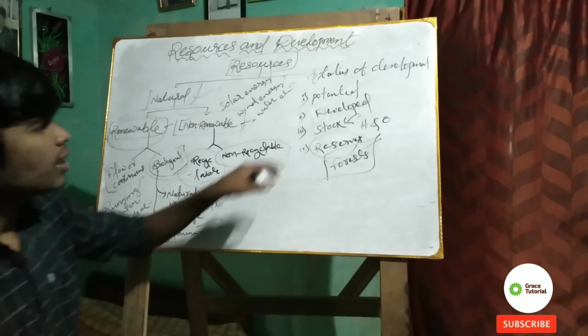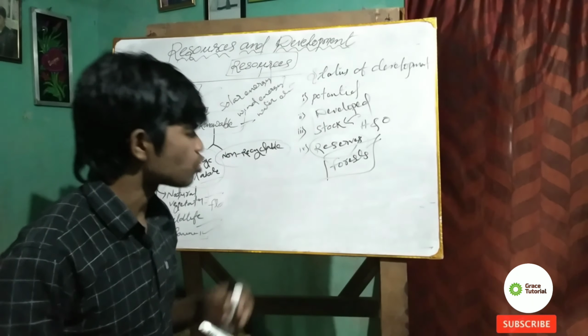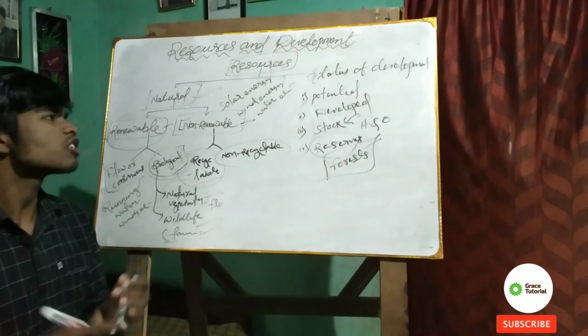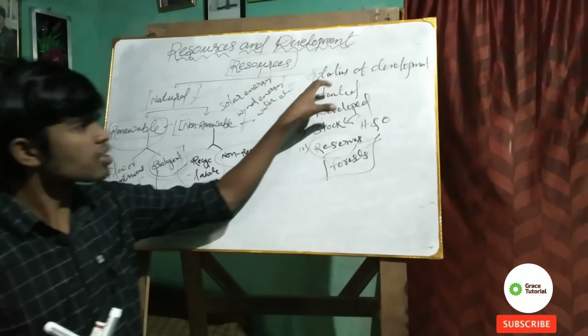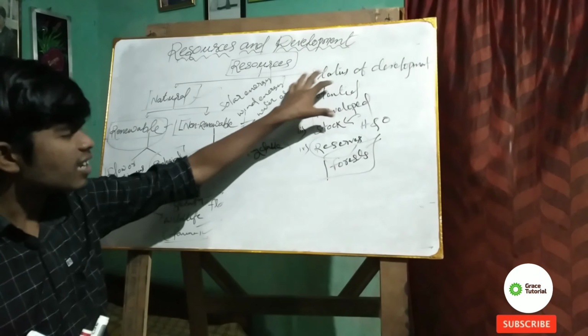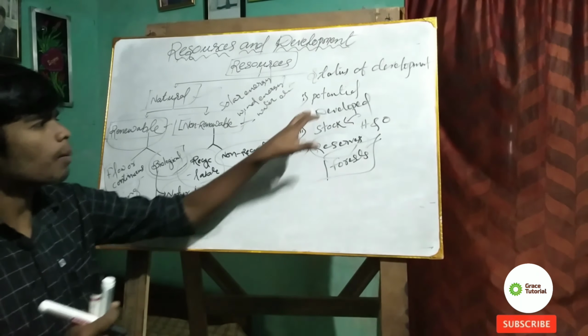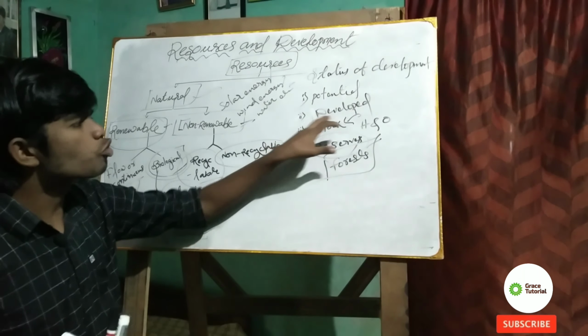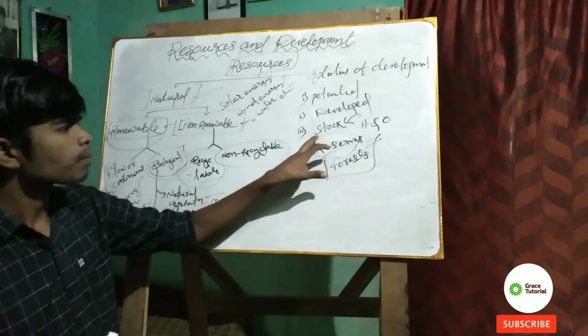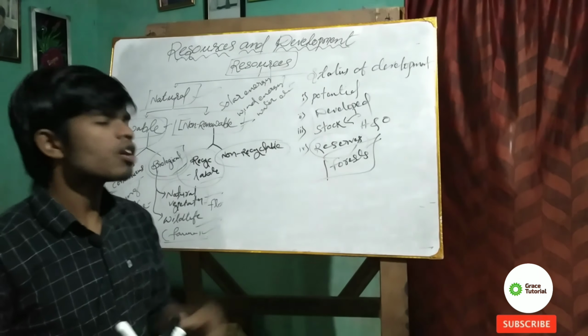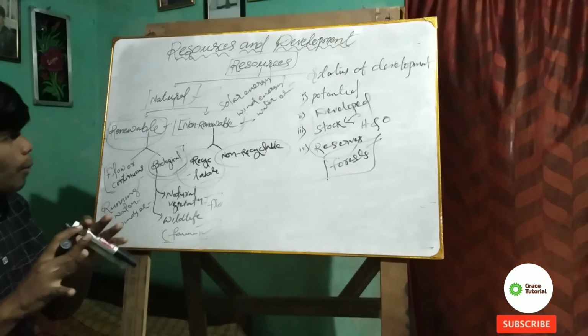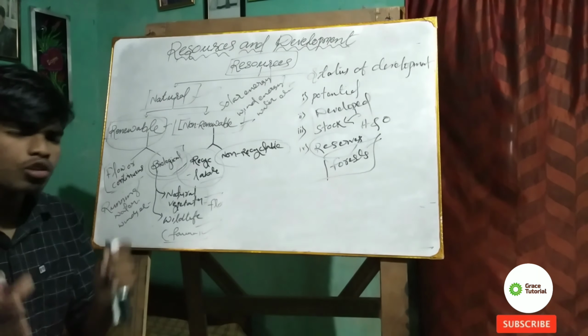Well, that's all about the status of development of the resources. Let me give you a glance once more. On the basis of the status of development, resources have been categorized into various forms. Number one, the potential resource. Number two, the developed resource. Number three, the stock. And number four, the reserve resources. So this is all about the classification of the resources.